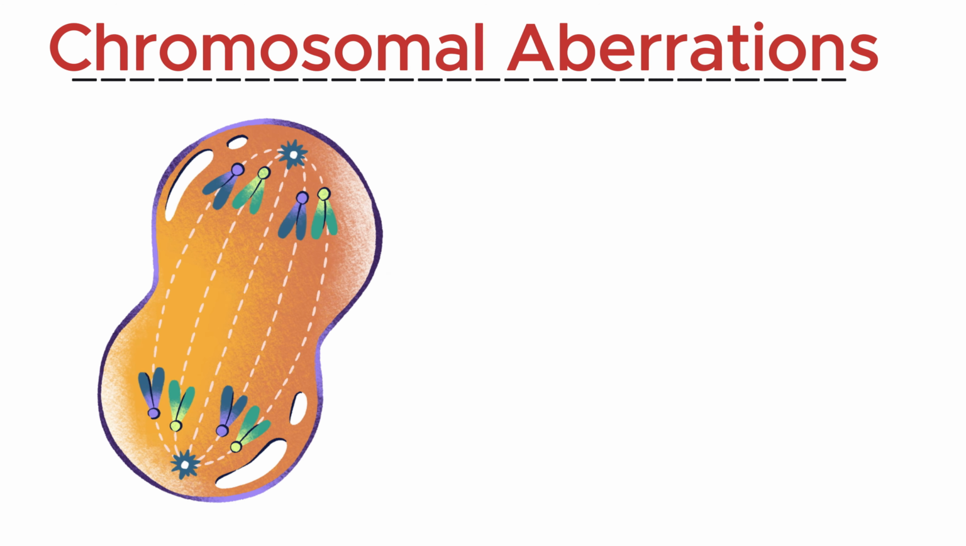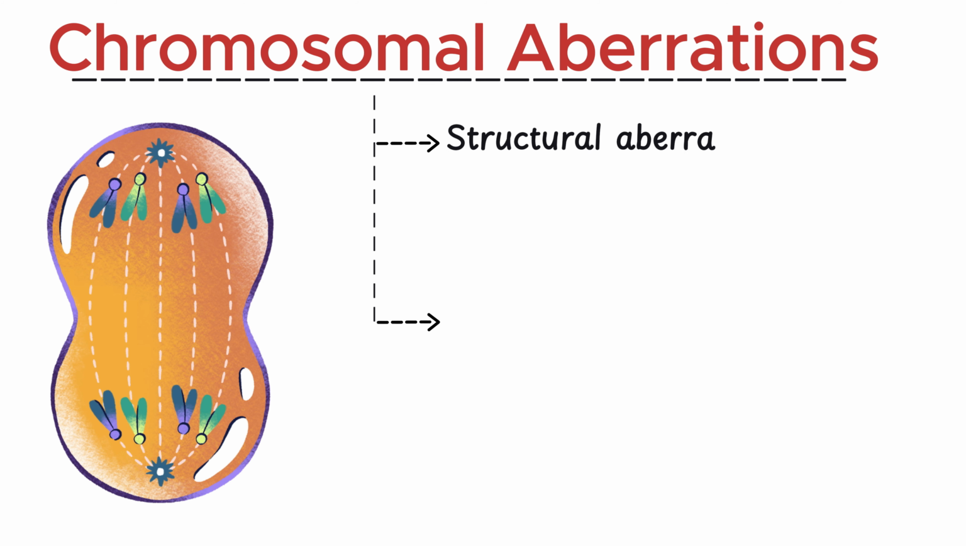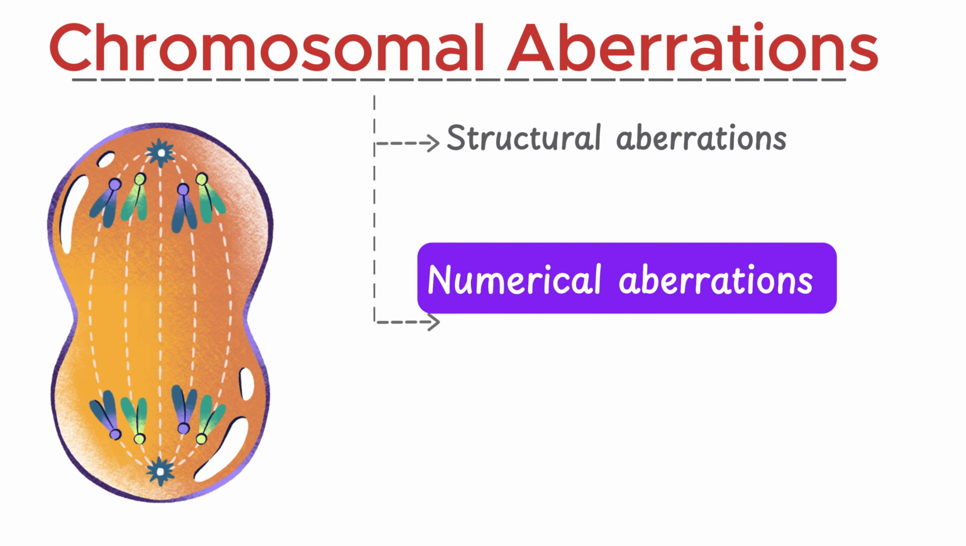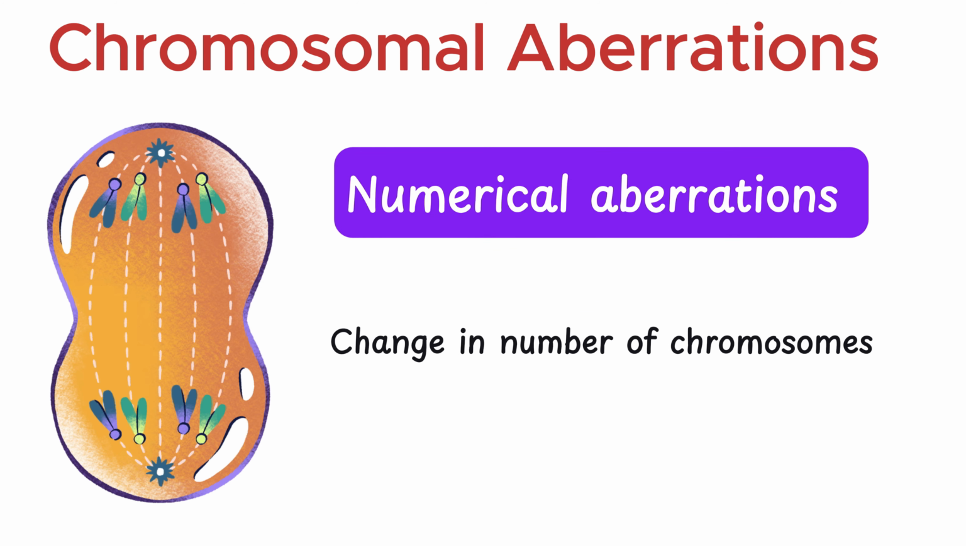Chromosomal aberrations are broadly classified into two types. First, structural aberrations, where the structure of chromosomes is altered. And second, numerical aberrations, where the number of chromosomes deviates from the normal count. In this video, we'll focus specifically on numerical aberrations, what they are, how they occur, and what consequences they may lead to.